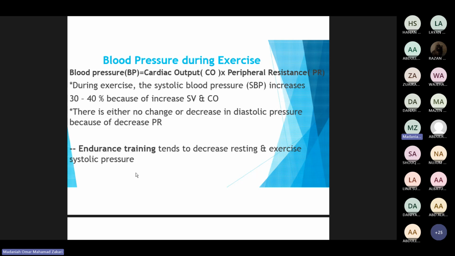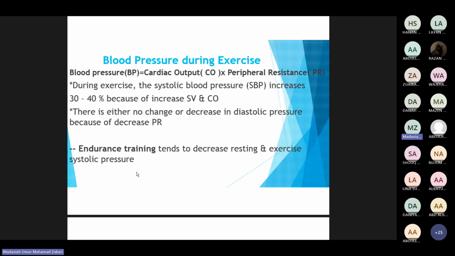There is either no change or a decrease in diastolic pressure. Some individuals who do this exercise suffer from a decrease in the diastolic pressure, and this can affect them in a not good way, but usually the majority of those individuals will have no change or a little decrease in the diastolic pressure, and this is required for maintaining normal blood pressure or avoiding hypertension with aging. But this is because of decreased peripheral resistance.